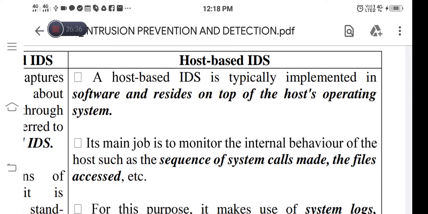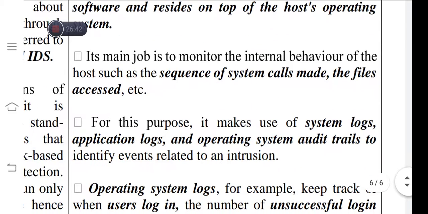For example, it can be the files accessed. So for this purpose, it makes use of the system logs, application logs, and the operating system audit trails to identify the events related to an intrusion. So if any intrusion occurs, the host-based intrusion detection system will be making use of three logs: system logs, application logs, and operating system audit trails.